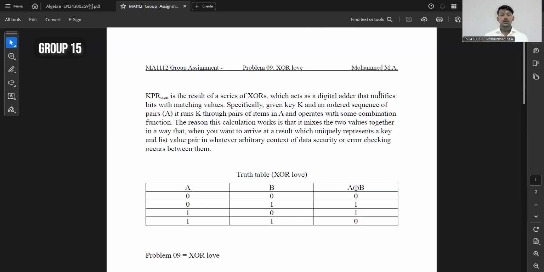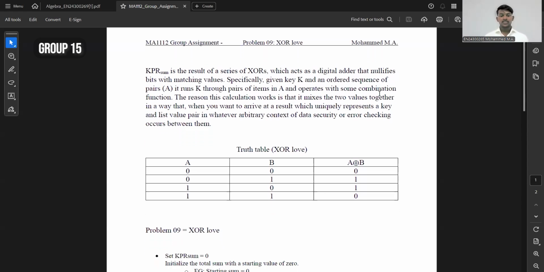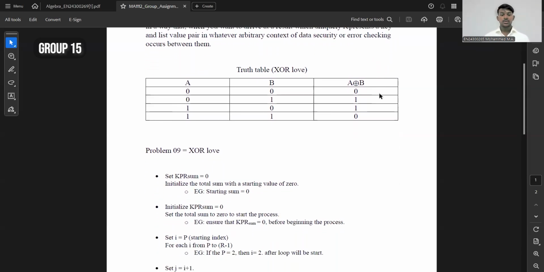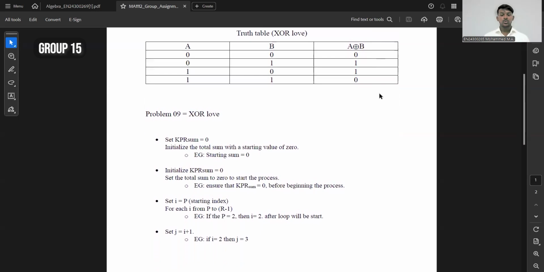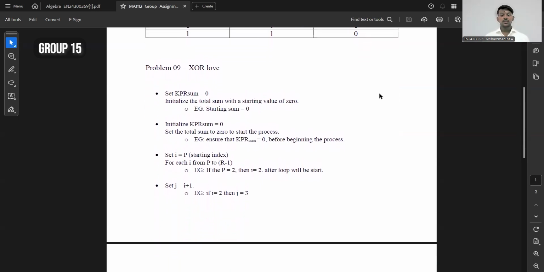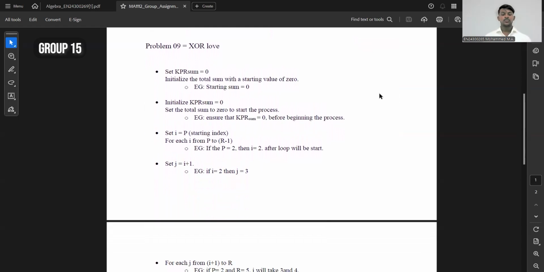The problem involves calculating KPR sum by performing XOR operations between elements of list A with key K. Initially, KPR sum is set to 0. Then we loop through each pair of elements, array I and array J, where J is greater than I. Perform the following. First, compute array I and array J. Second, XOR the results with K. Third, add these results to KPR sum. This process continues for all pairs i, j where j is greater than i. After all iterations, the final value of KPR sum is the result.